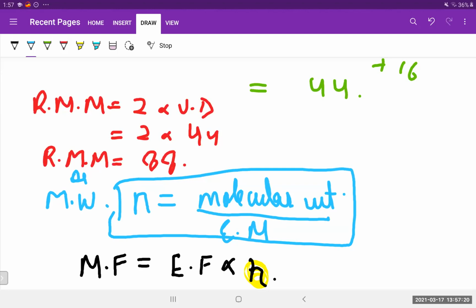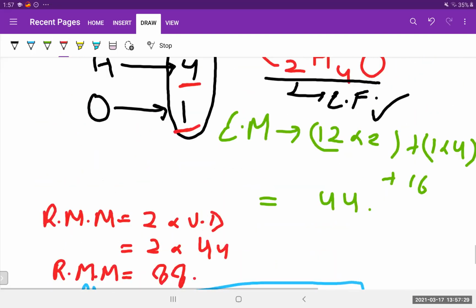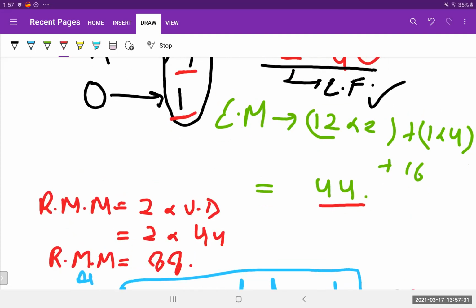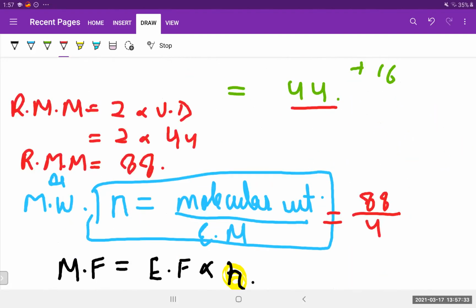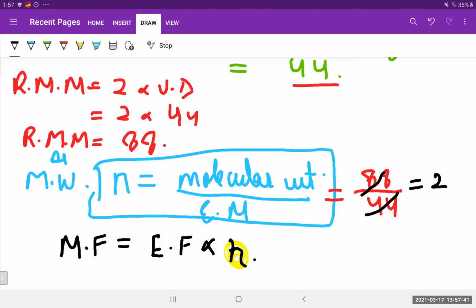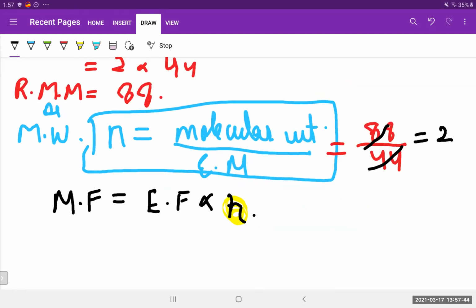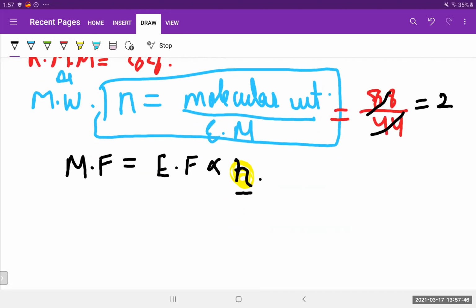Now, do we know molecular weight? Yes, we know it's 88. We have just calculated. Do we know the empirical mass? Yes, we do know. It's 44. So 88 upon 44. Let's cancel it out. What we'll be getting? We'll get 2. Isn't it? Yes, very good, guys. Now, this 2 is actually N. Now the molecular formula is on our fingertips.